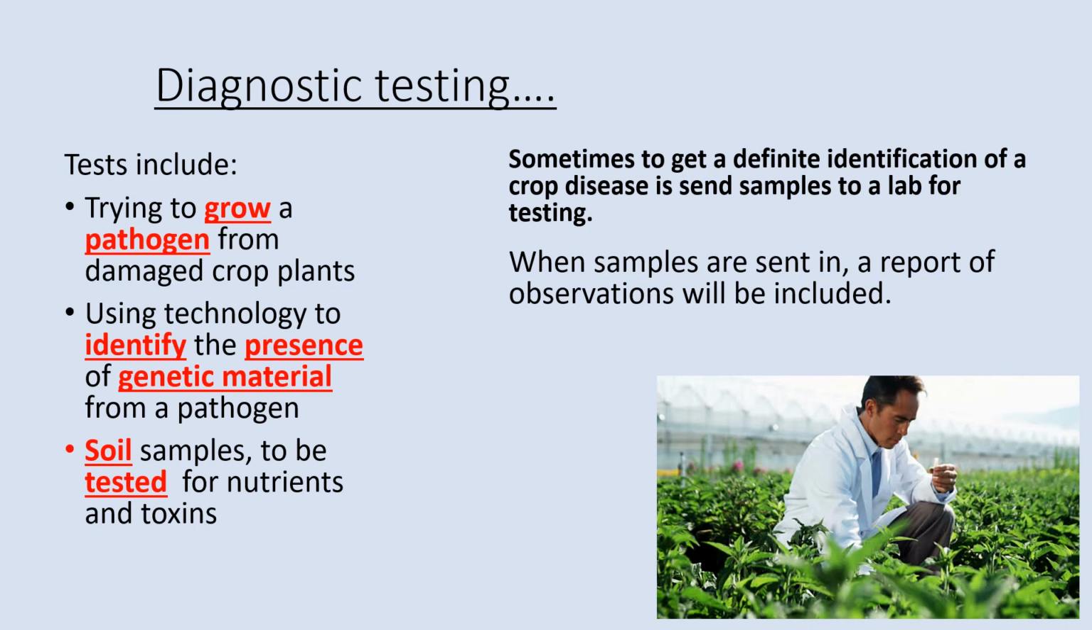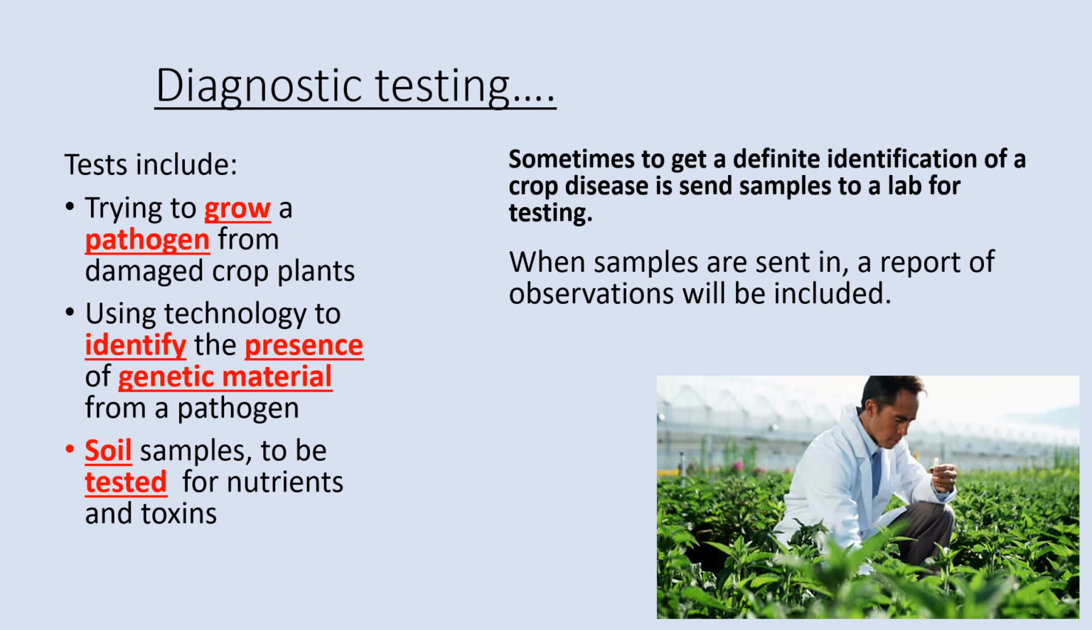So they might try and grow the pathogen from a damaged crop. So they might take samples from a damaged crop and then try and grow those using aseptic techniques. They might be able to use technology and actually do a full gene sequence analysis and find particular genetic material from pathogens and identify it using genetics. Or they might run simple nutrition tests or toxin tests from the soil. These can be done very, very easily and don't require aseptic techniques for them. Please do make a note of those three. They crop up in the worksheet that's attached to this lesson.